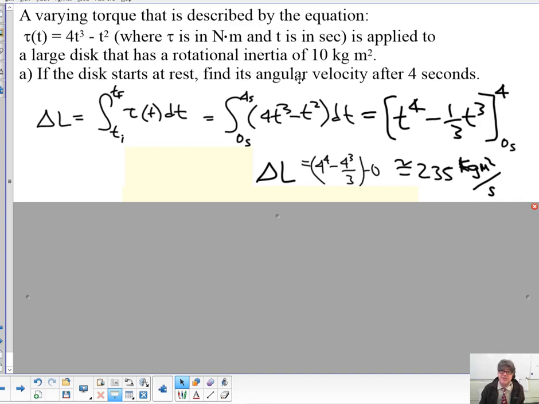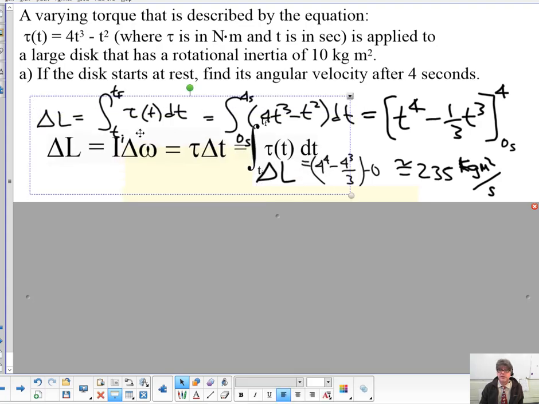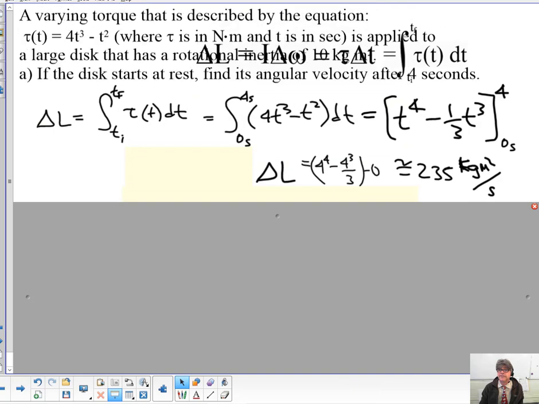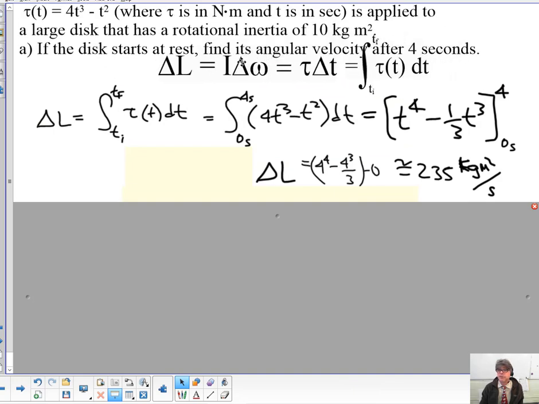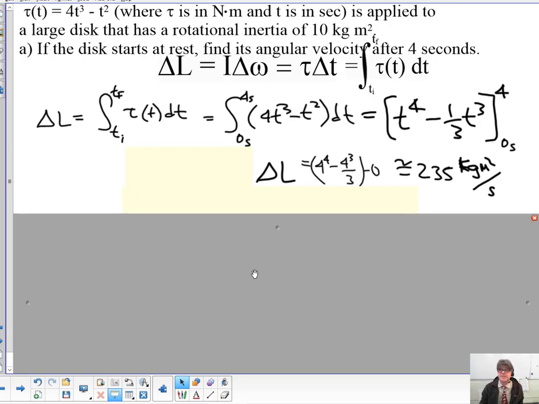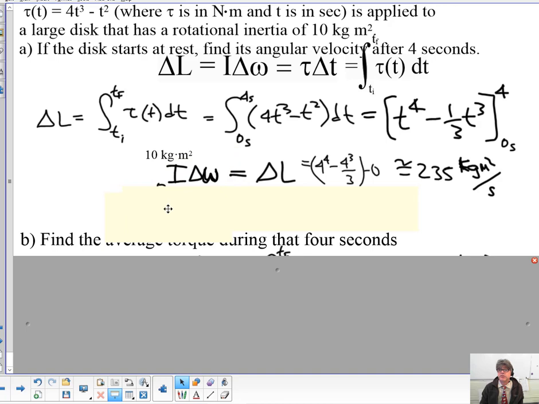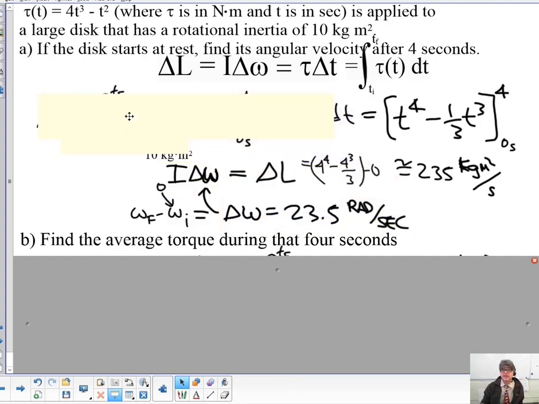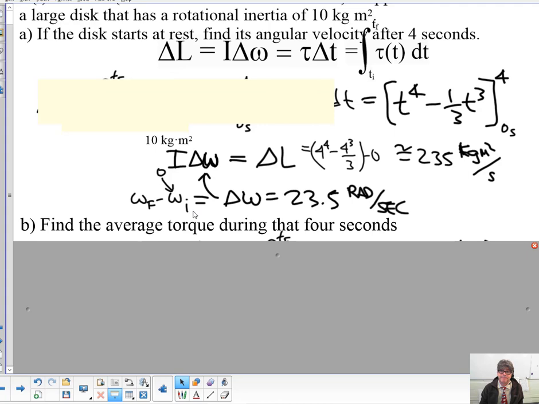All that did was tell us the change in angular momentum. They want the change in angular velocity. So we're going to use the other part of the impulse momentum theorem for angular. Now that we have a number for that, we're going to set it equal to this. Right, so I'm setting it equal to that, and I can divide that 10 in to get the change in angular velocity. And since the thing started off at rest, that shouldn't be too bad. So 10 goes into 235 23.5 times, right? So not so bad. Okay, so part B, find the average torque during that 4 seconds.